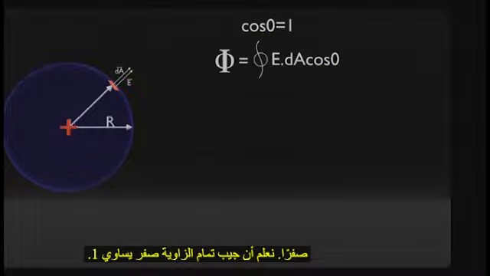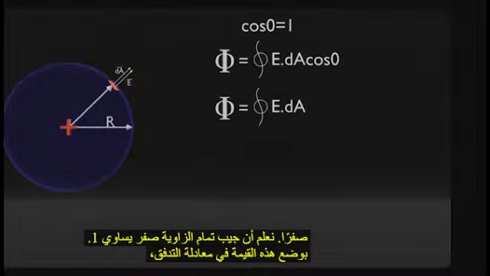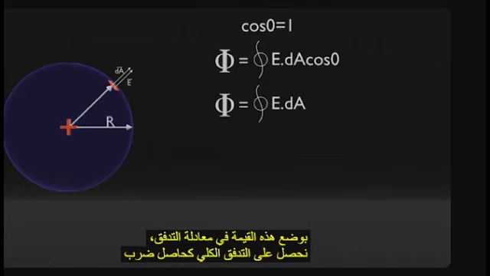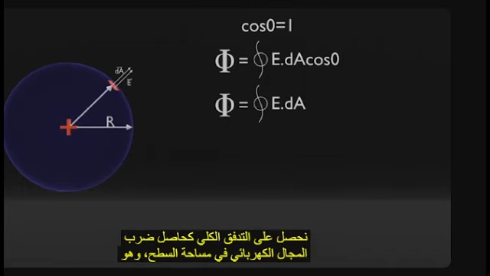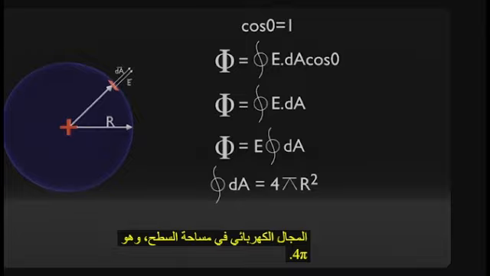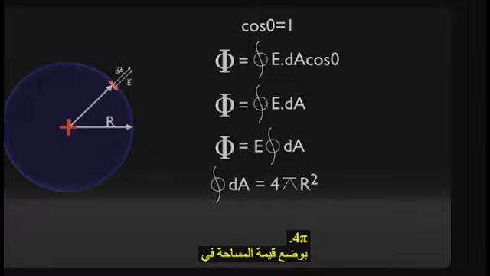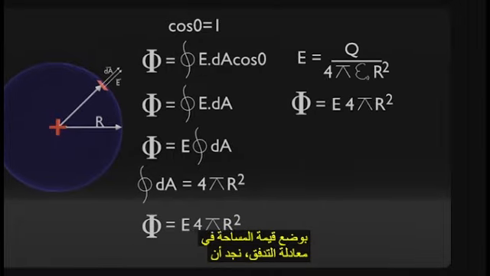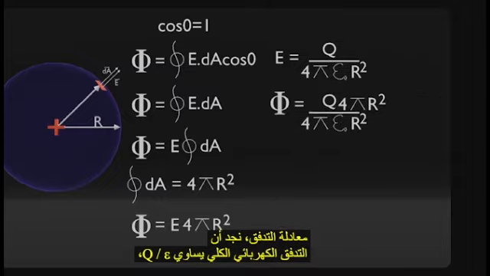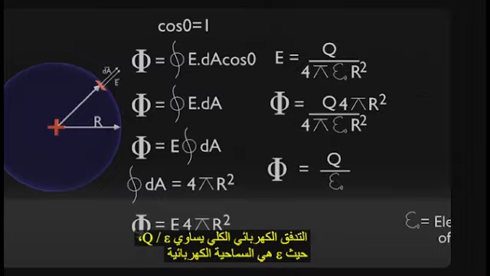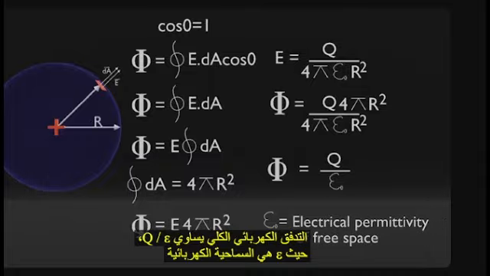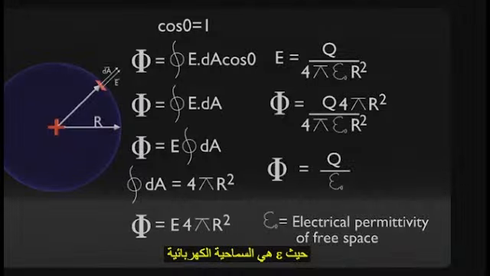As we know, the cosine of 0 is 1, and putting this value in the flux formula, we get the total flux as the product of the electric field and the surface area, which is 4 pi r squared. By putting the area value into the flux formula, we find that the total electric flux is equal to Q divided by epsilon naught, where epsilon naught is the electrical permittivity of free space.